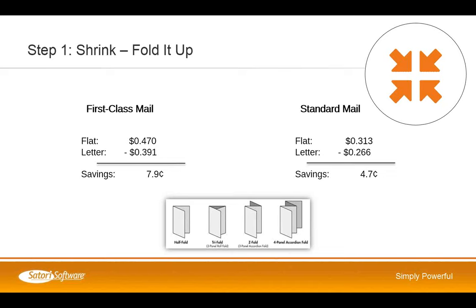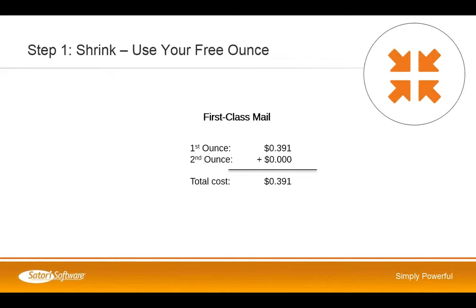There you go. So the next thing is actually specific to first class mail, but this is one of the things that the post office has started to offer recently in the last couple of rate cases. They actually have been offering your second ounce of mail for free. So if you're sending first class mail, a bill or a statement or an invoice, something along those lines, you can actually ship that second ounce of mail absolutely free.